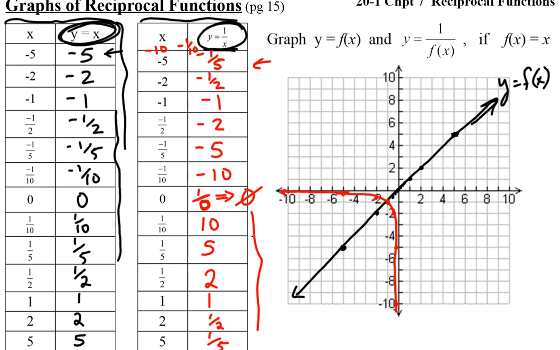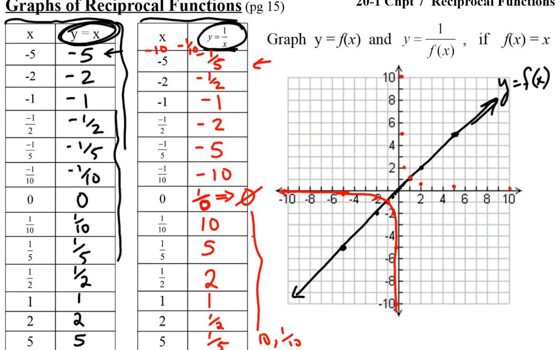Finish it off. 1/10 gives me 10. 1/5, 5. 1/2, 2, 1, 1. And then I'm at 2, which is a half. 5, which is 1/5. And if I want to, let's do x at 10, which would give me y. The reciprocal of that would be 1/10. So 10 and then 1/10.